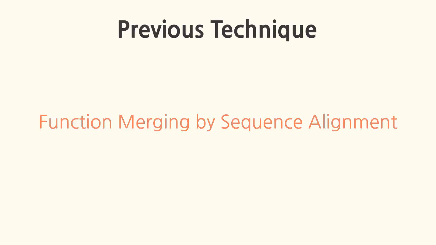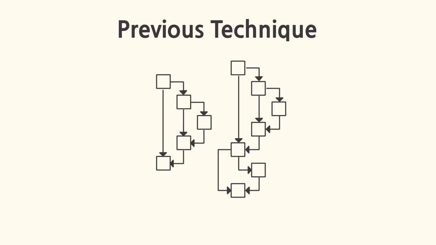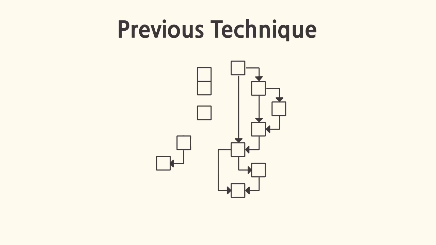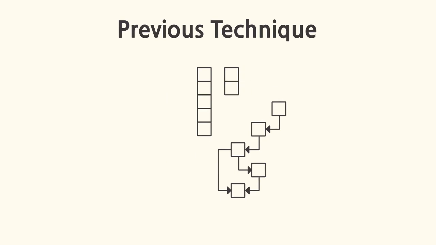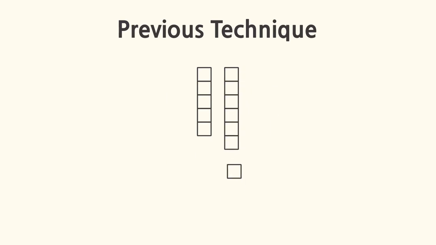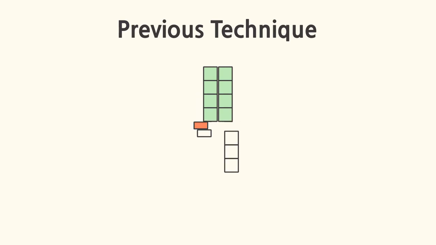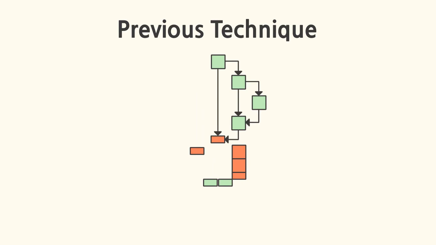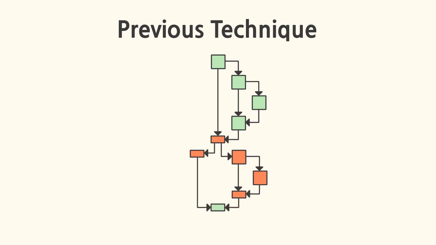In our previous work, we proposed to use sequence alignment to identify where two functions are similar and where they are different. In order to apply sequence alignment to a pair of functions, we convert their control flow graphs to linearized sequences. After alignment, code is generated directly from the aligned sequences, where the control flow graph of the merged function is finally created.